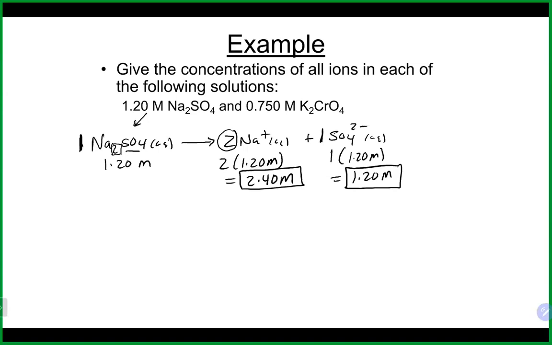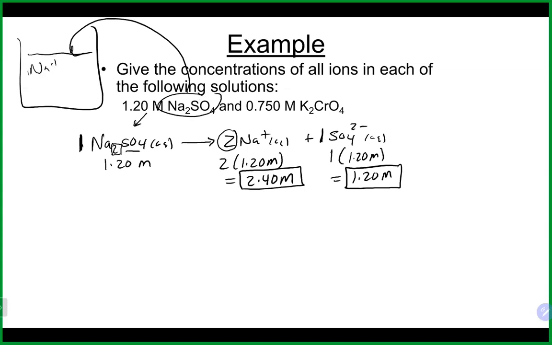It's really proportion wise. Basically, if you just logically think about it, when you drop this into the solution, you get twice as much sodium ions floating around as you do sulfate ions. So it's twice the concentration of sodium in that particular case as it is sulfate. Question on that one there?